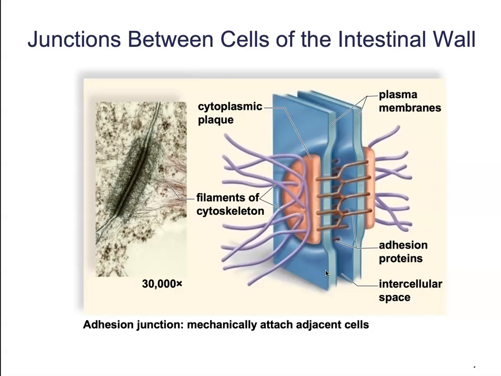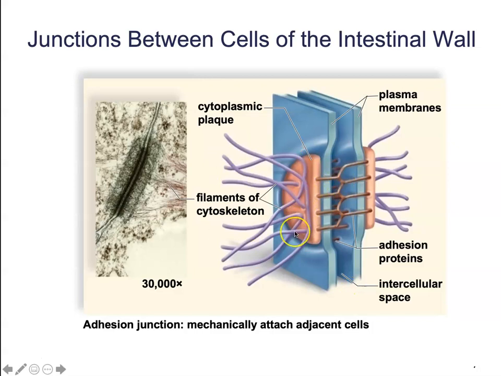The first is an adhesion junction. Adhesion junctions mechanically attach adjacent cells with intercellular filaments between the cells. One type of adhesion junction would be a desmosome. In a desmosome, there's an internal cytoplasmic plaque that is attached to the cytoskeleton of each cell, and then they're joined by integral membrane proteins called cadherins. This results in a really sturdy but flexible sheet of cells.